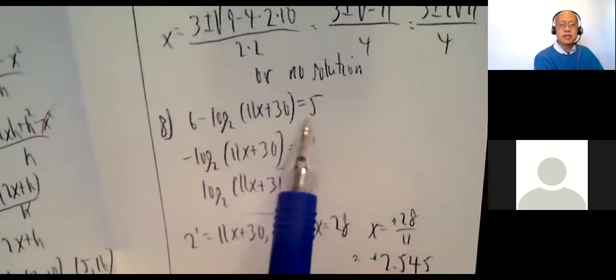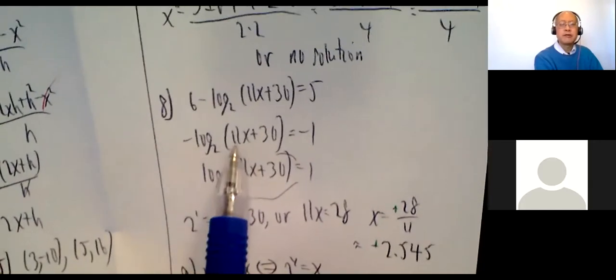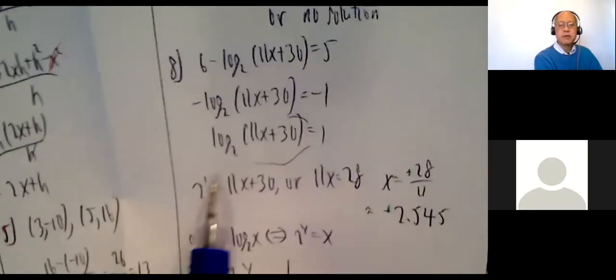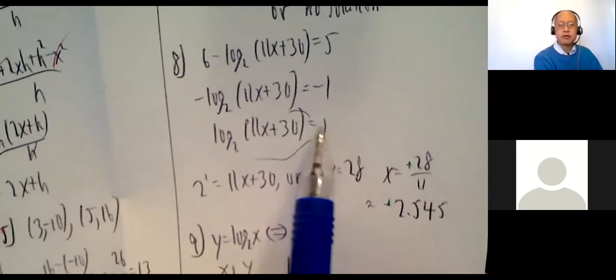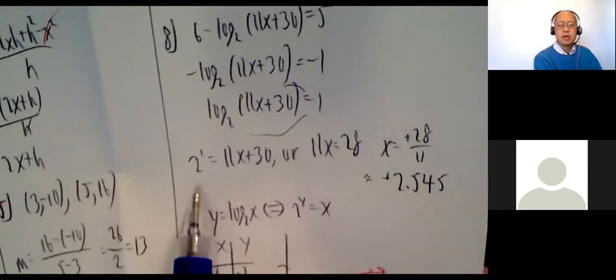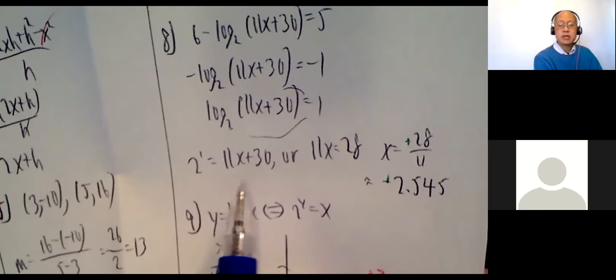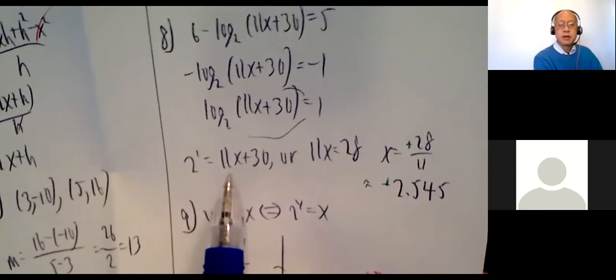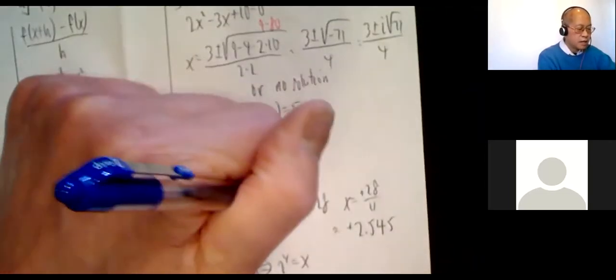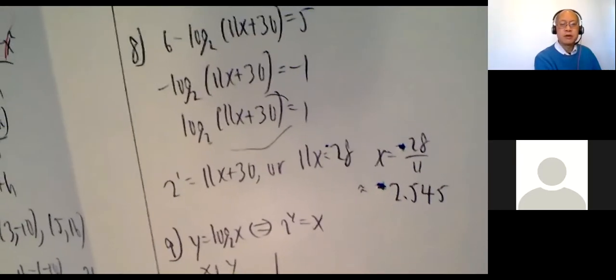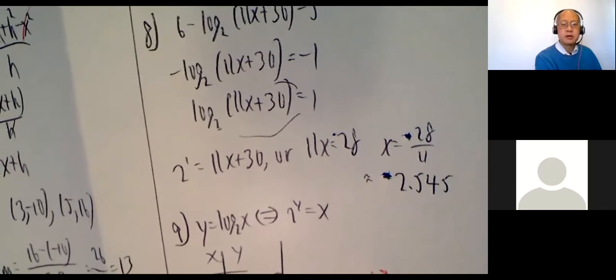Log problems. Subtract 6. Negative log base 2 of 11x plus 30 equals negative 1. Multiply both sides by negative 1. Unscramble it. 2 raised to the first power is 11x plus 30. And then let's see, 11x equals, supposed to subtract 30, 11x equals negative 28. X is negative 28 over 11 or negative 2.545. Looks like I should have done that, so yeah, it should be negative.